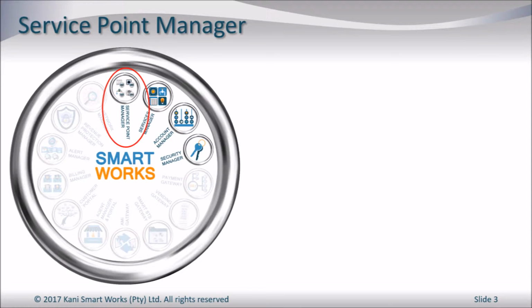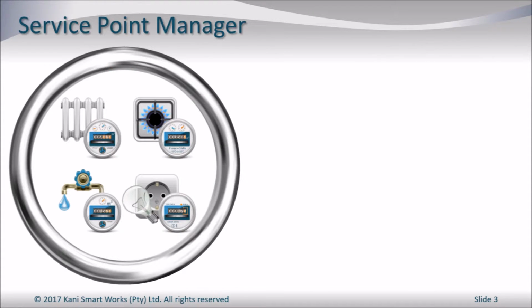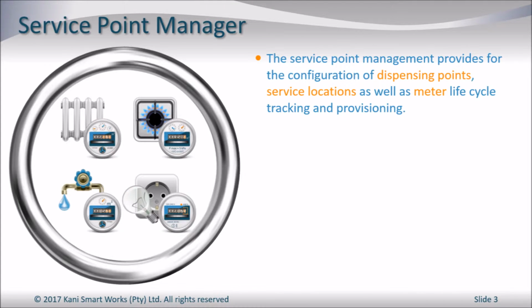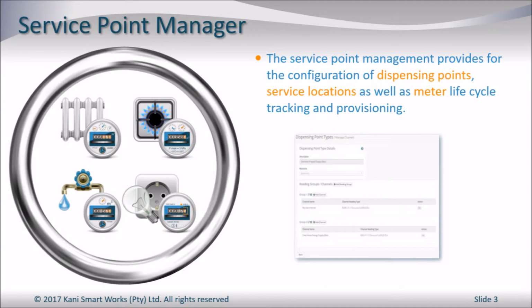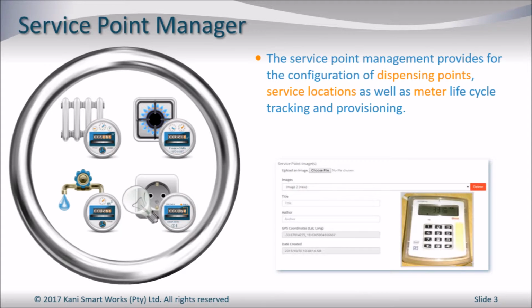So a service point comprises a service location, the physical location where the consumer is residing, the dispensing point, which is a point in space where the commodity is being delivered, like the electricity connection point, as well as the meter. The Service Point Manager provides for the configuration of these 3 elements and lifecycle tracking and provisioning. It's possible also to associate photos and other attachments with a particular service point.